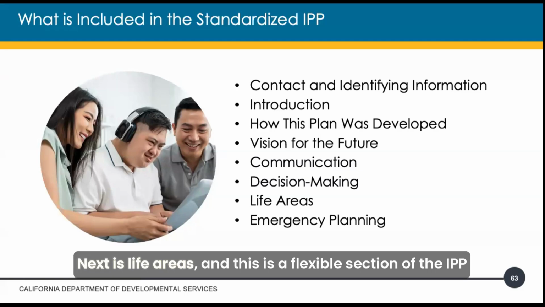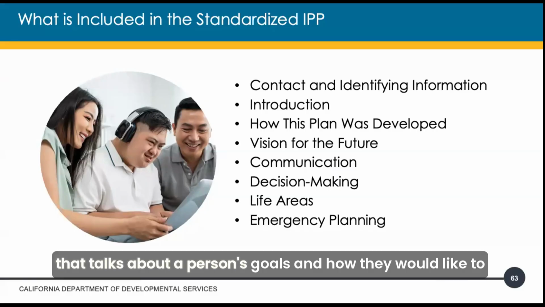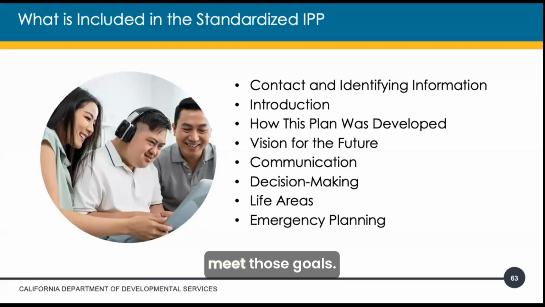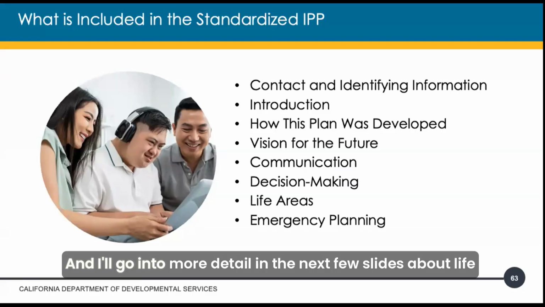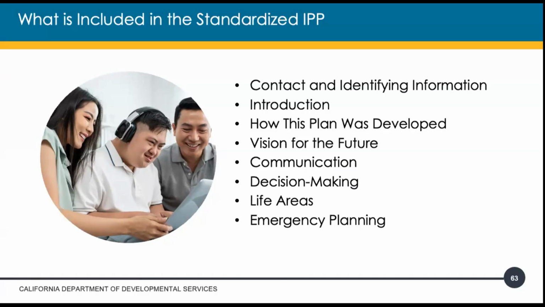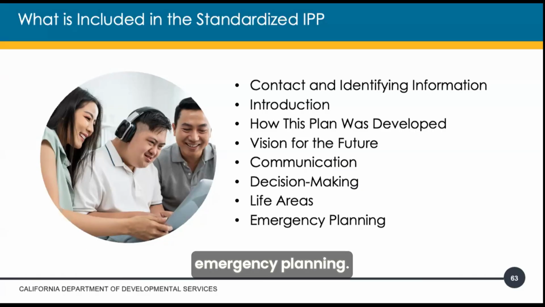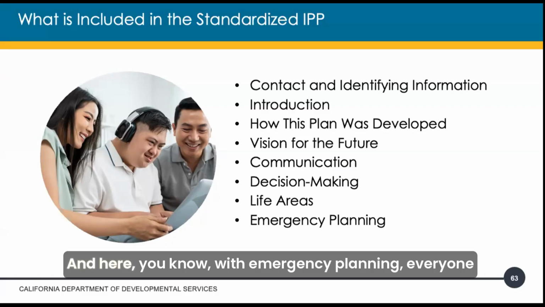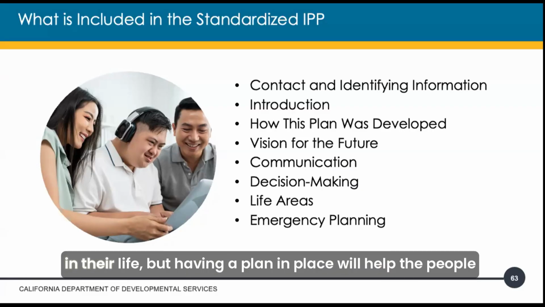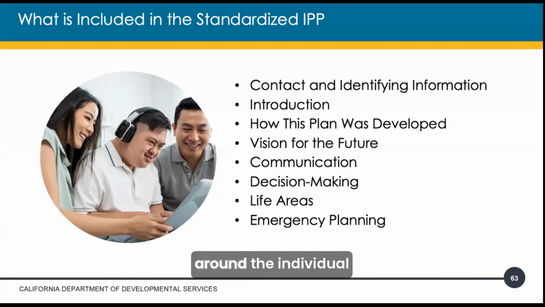Next is life areas, and this is a flexible section of the IPP that talks about a person's goals and how they would like to meet those goals. And I'll go into more detail in the next few slides about life areas. And then the final section of the standardized IPP is emergency planning. Everyone may experience an emergency in their life, but having a plan in place will help the people around the individual to know what to do.